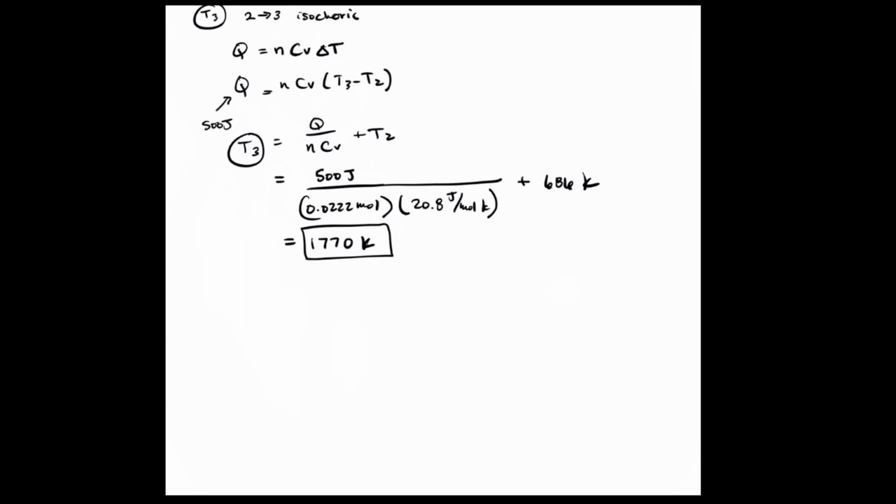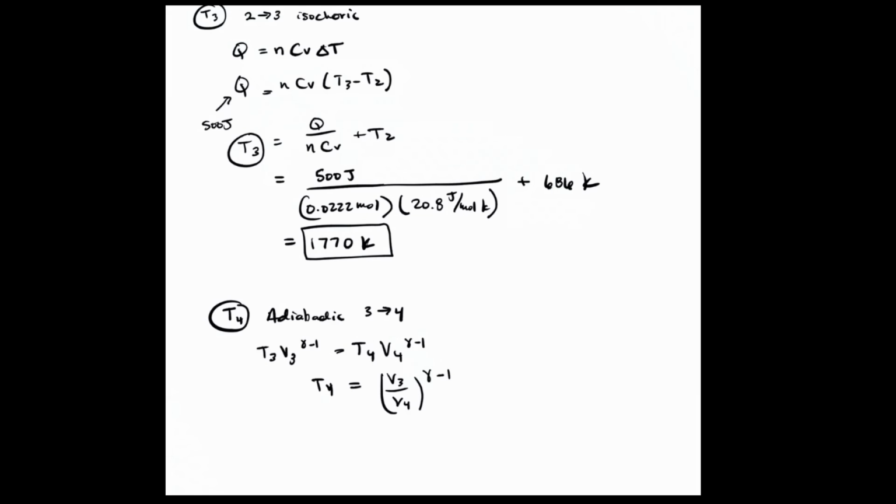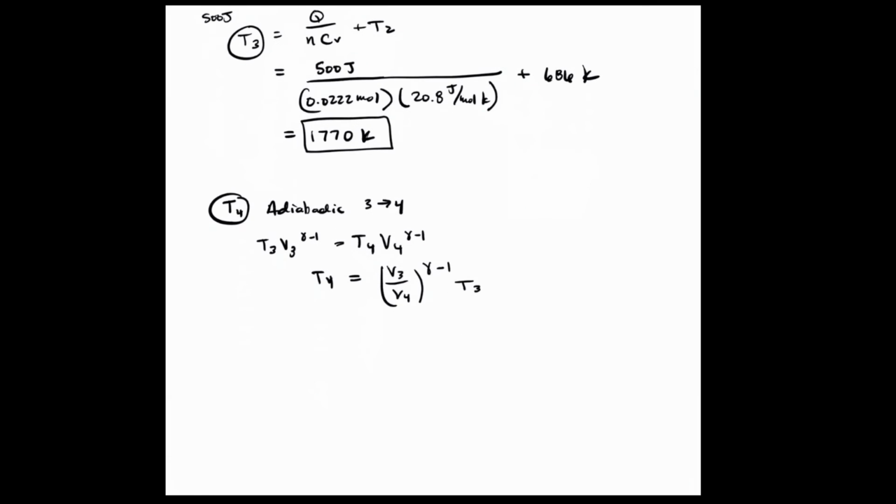Now we can move on and try to find our last temperature. That's going to be T4. And we have an adiabatic process from T3 to T4. It looks a little bit different than before, but we can still use the same formula that we used for the last adiabatic process. So we go from T3 to T4, we just use this formula again. Remember, this is a combination between the relationship between P and V for an adiabatic process plus PV equals nRT.